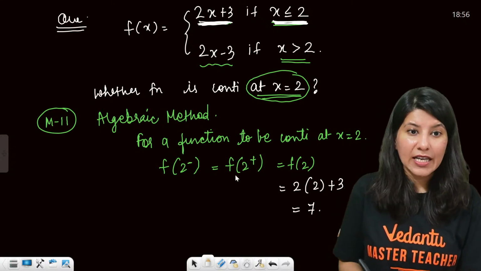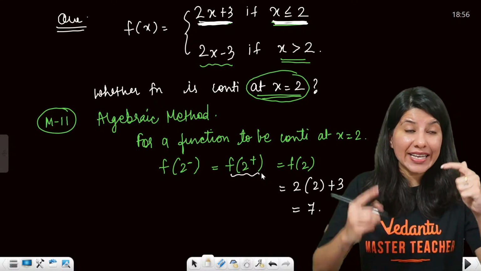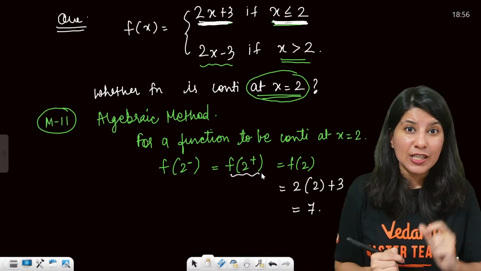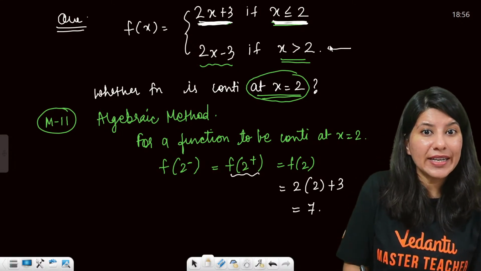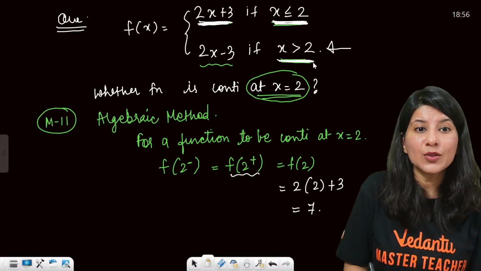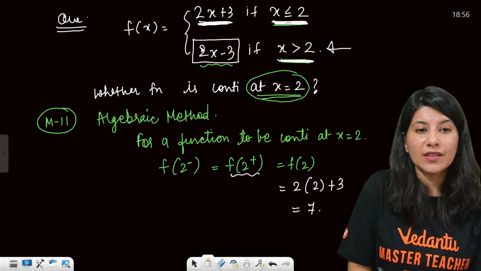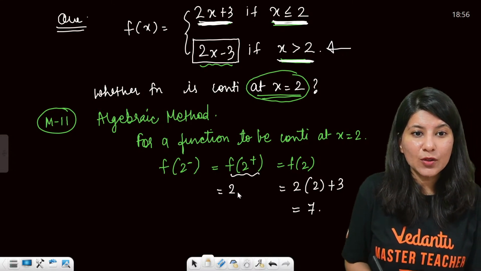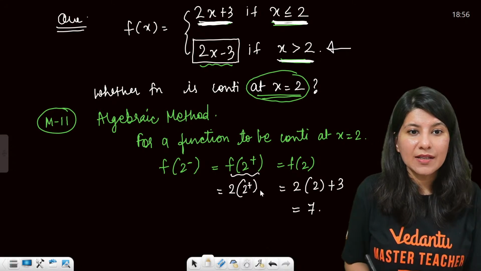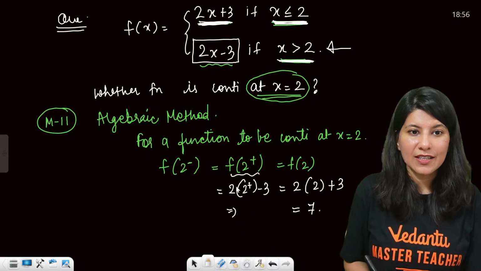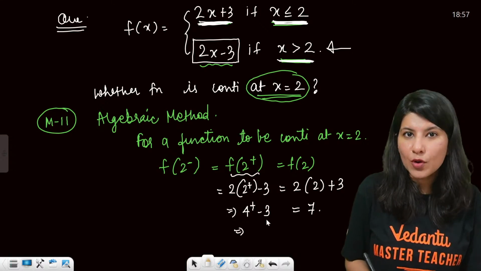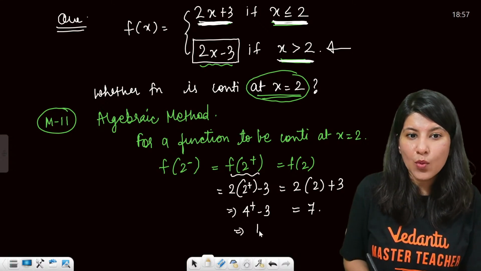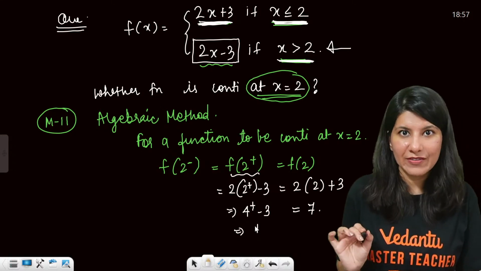Now f of 2 plus, that means x is greater than 2. Which branch will you hit? Tell me. You will hit this branch, x greater than 2. So f of 2 plus will be 2 times 2 plus minus 3. Correct? So 2 twos are 4, plus minus 3. So 4 minus 3 is 1. We will be writing 1.